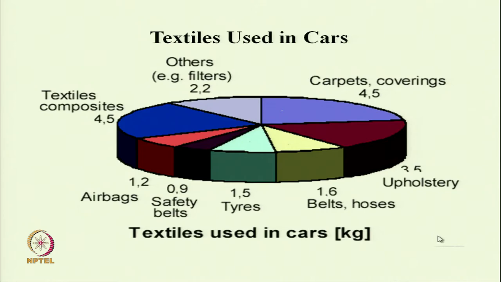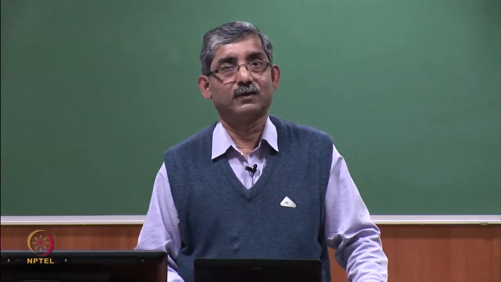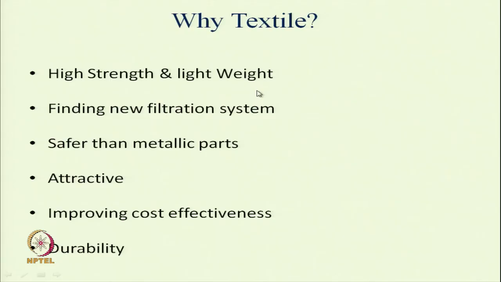Why do we need textiles in automobiles? This is due to high strength and light weight. That is the unique characteristic of textiles, the specific strength is very high. In some automobile applications we need high strength, and lighter weight is required for fuel efficiency. Textile based filters have high filtration efficiency with low pressure drop and are safer than metallic parts. We can make the interior more attractive, cost effective and durable. Due to all these reasons, we use textile materials in automobiles.